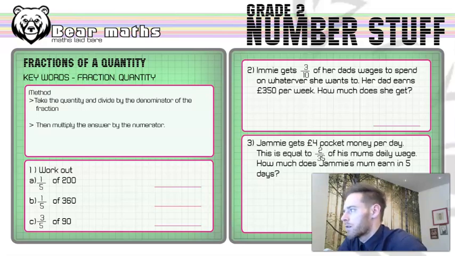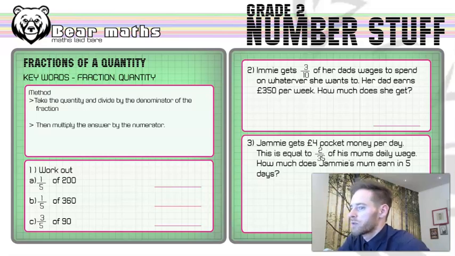Okay, so the method that I've got written down for you is to take the quantity, which is the amount, and divide that by the denominator of the fraction, which is the bottom of the fraction. And then we're going to multiply that answer by the numerator of the fraction to get our final answer, to work out what the fraction of the quantity is.